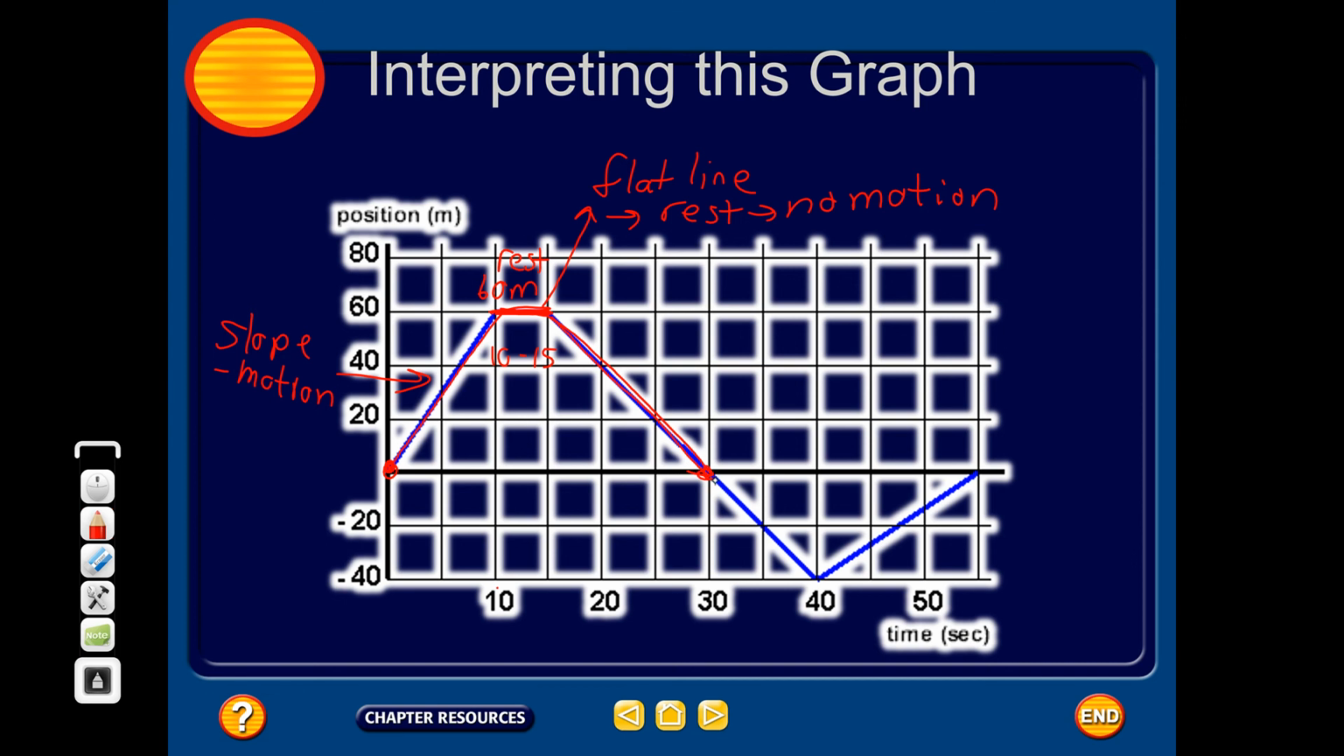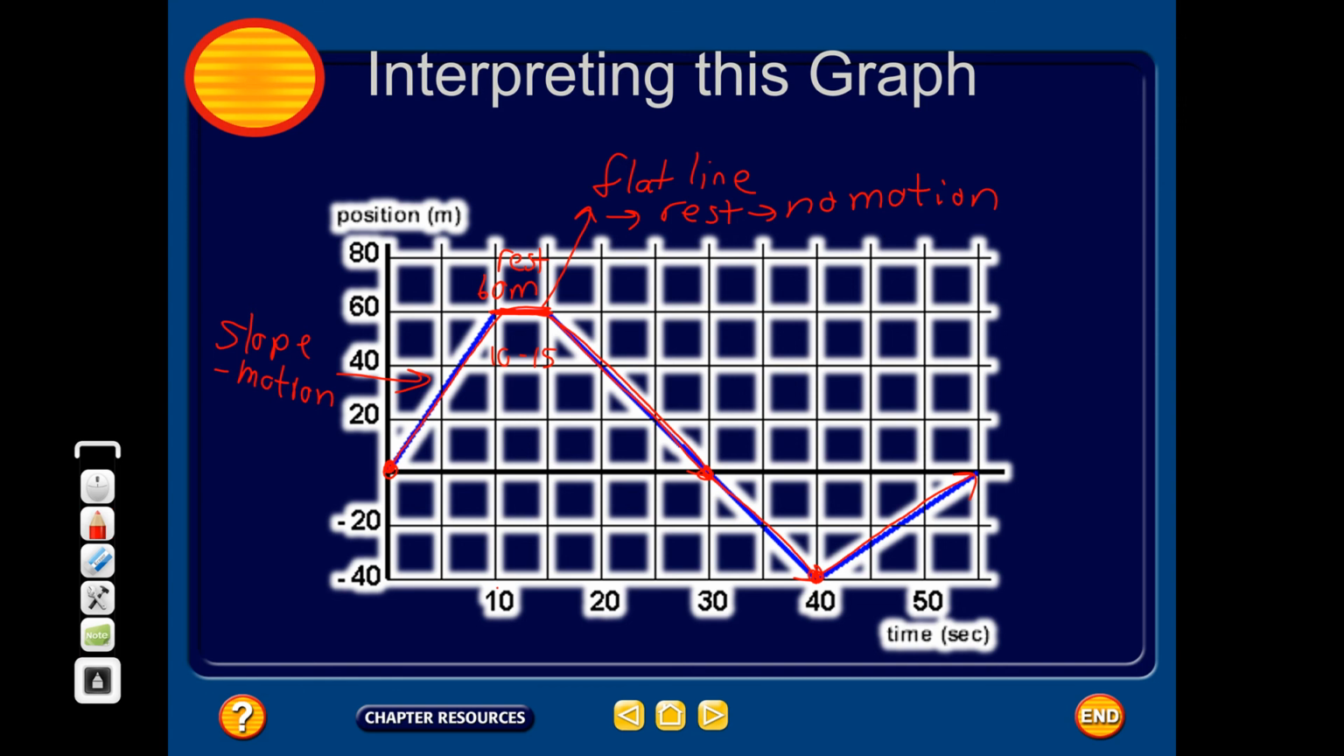And then what happens here? I pass where I start and I keep going. And I actually go to the negative side of the graph. Then I technically briefly stop, like instantaneously stop, turn around, and start heading back again. Start heading back towards the center.